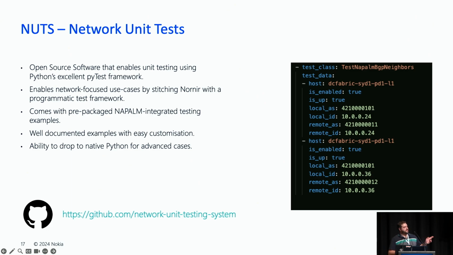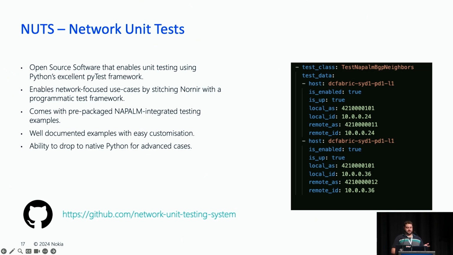So the snippet on the slide is a YAML file. You have a test class. In this case, the class is test napalm BGP neighbors. And then for each case in the list, there's a neighbor that I want it to check. It will go in, and for each of those parameters, it builds a unit test. So this is 10 or 12 different unit tests just in that small snippet. And because NUTS is an extension to PyTest, you can drop down into native Python and write your own advanced tests and run them alongside anything you build with NUTS.